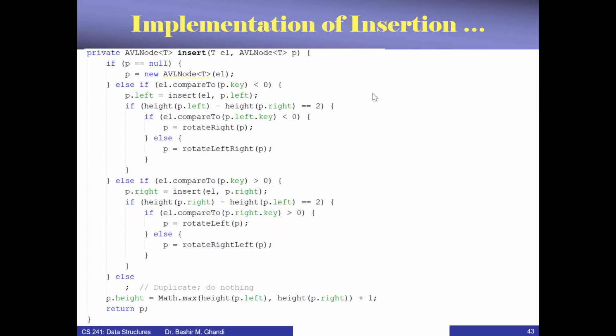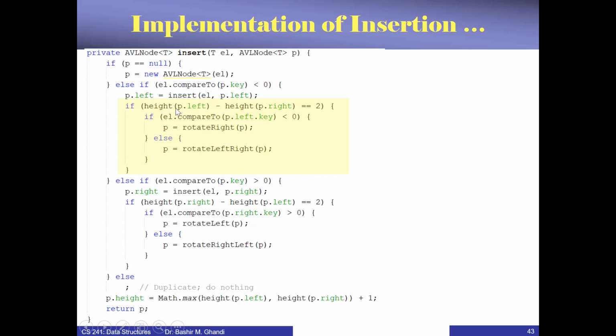Having discussed the rotations, now let us look at the insert method. How do we implement it? As the algorithm says, insert using the BST procedure, and then check if the tree is unbalanced, and if so, balance it. This method is very similar to the insert method of BST. As you recall, when we reach null, we are ready to do the insertion. Otherwise, we keep going left or right. The only difference now is that after inserting the element to the left, we have to restore balance. So this if statement is the one trying to restore balance. How is it doing it?